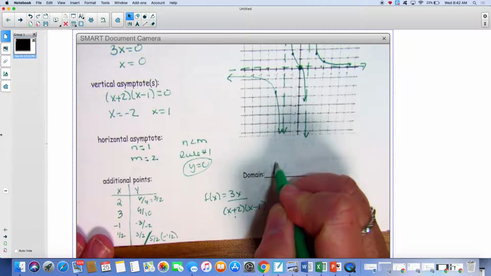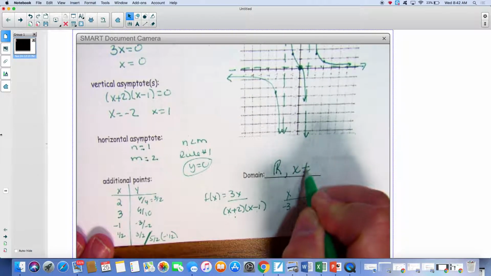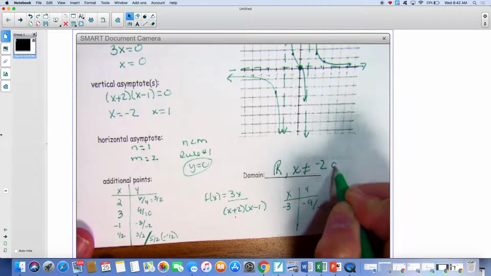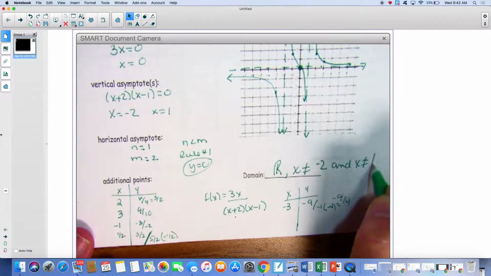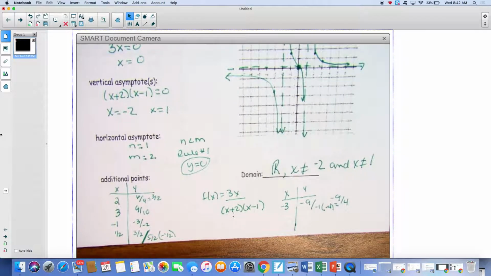So our domain is all real, except x cannot be what? -2, and x cannot be 1. We're finding asymptotes, we're finding intercepts, and then we're figuring out what's happening to that curve in between those asymptotes. Not doing exact values, we're doing guesstimates. We're sketching. If I wanted an exact, I'd tell you to pick up this graphing calculator. I would tell you to plug it in here, and I would say now plot those points.